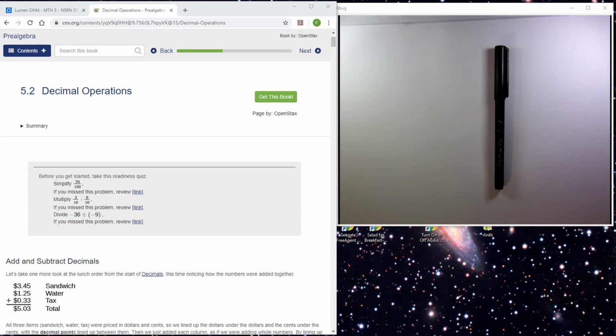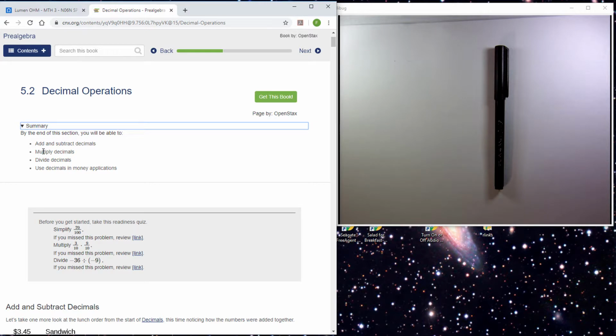Now we're in section 5.2. In this section, we're going to take a look at adding and subtracting, multiplying and dividing decimals. In the summary, we can see that more clearly here: adding and subtracting decimals, multiplying and dividing decimals, and using decimals in money applications. So let's take a look in 5.2 and see what we find out.